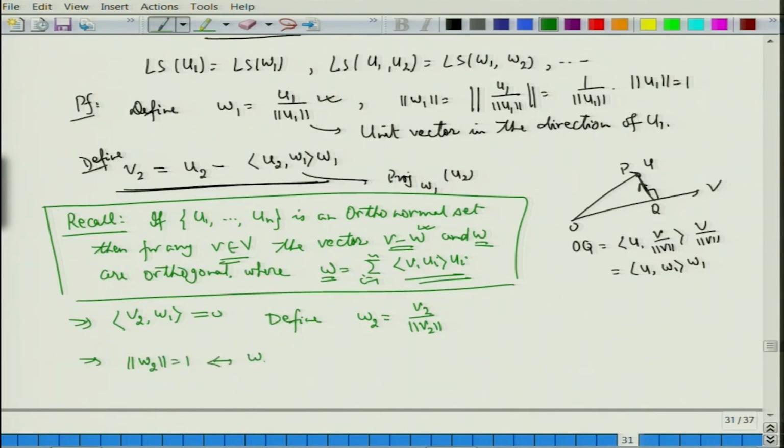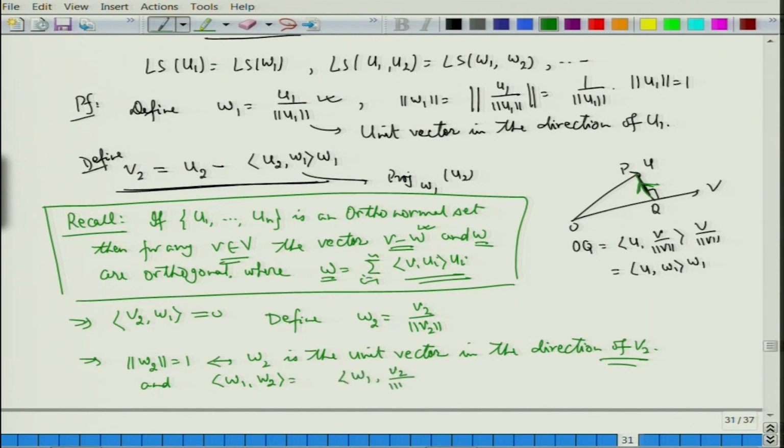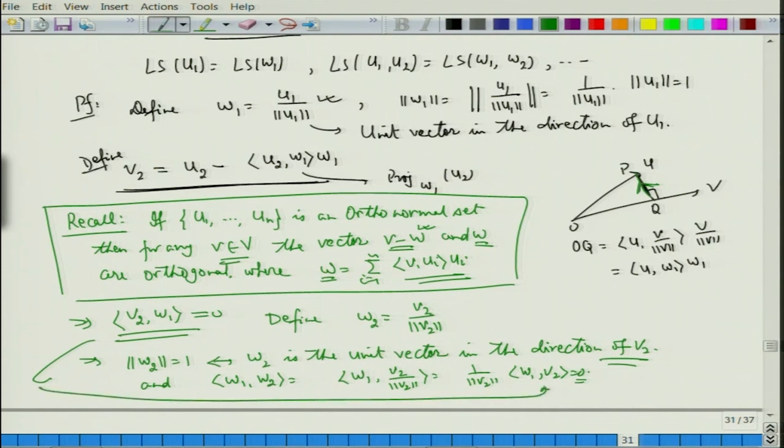So what is W2? W2 is the unit vector in the direction of V2, which is this direction. In this particular case, this is the direction that I am looking at, direction of V2. And the inner product of W1, W2 is the same as the inner product of W1 with V2 upon norm of V2, which is the same as 1 upon norm of V2 times the inner product of W1, V2, which is already 0, because of this part. So we have already got W1 and W2.